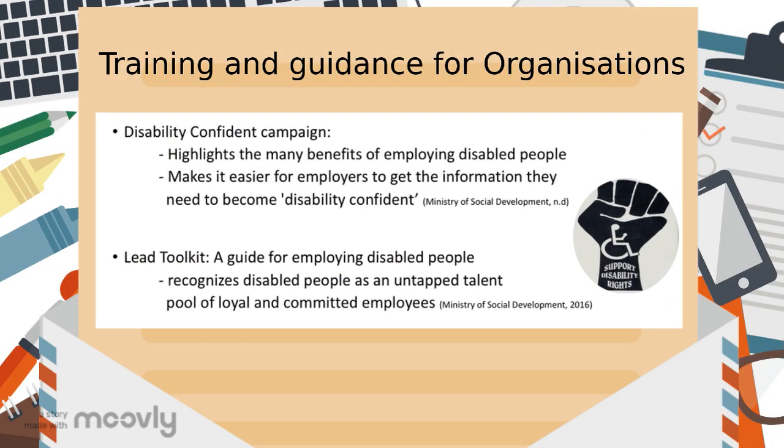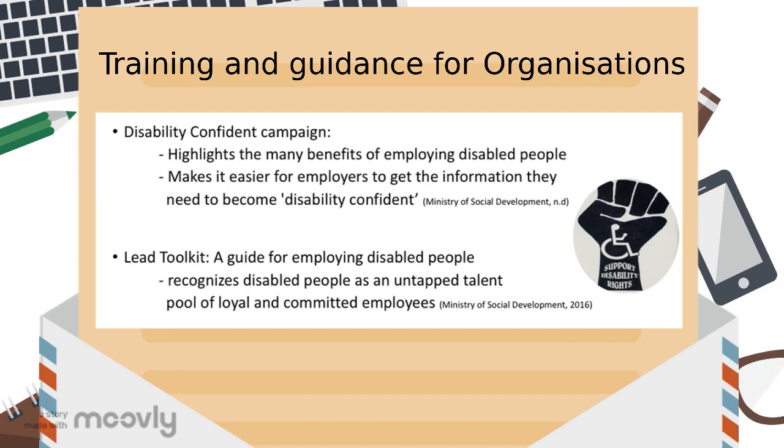The Ministry of Social Development established the Disability Confident campaign in order to promote the benefits for organisations to hire disabled workers. Under this campaign, the lead toolkit was created as a how-to guide for employing disabled people. It contains tips and guidance for managers and employers, from recruitment and retention to health and safety and legal matters. The overall message is that disabled people bring a perspective that can transform a business culture, customer relations, and performance for the better.